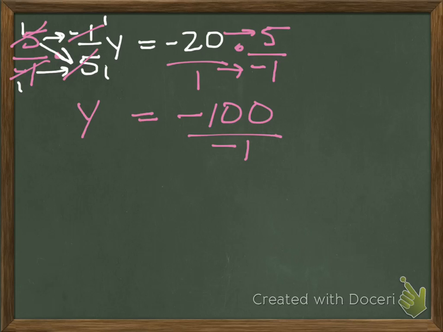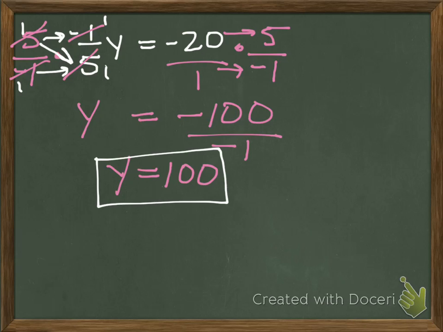And then our final step here is -100 over -1. And we just talked about it: a negative divided by a negative equals a positive. So my final answer would be +100.